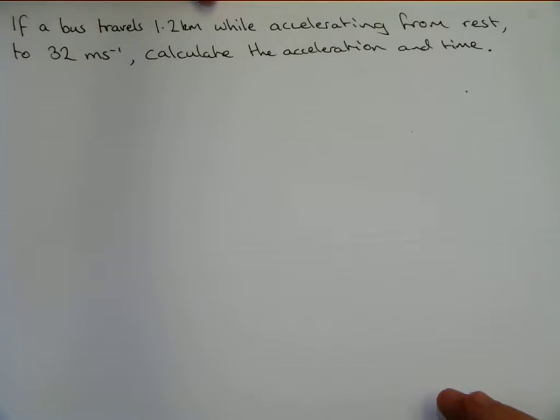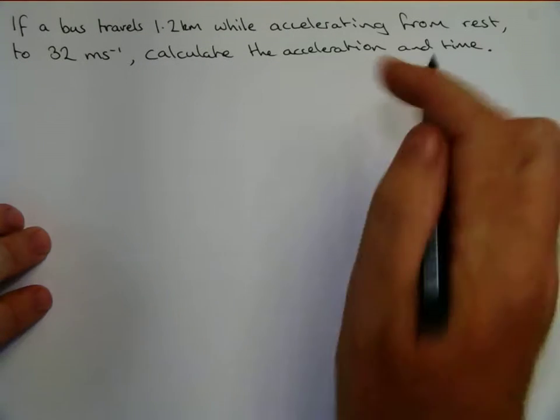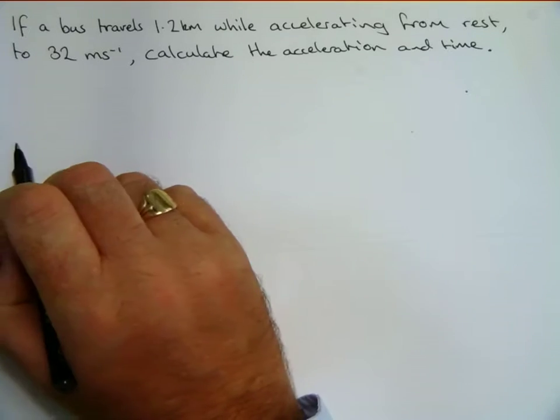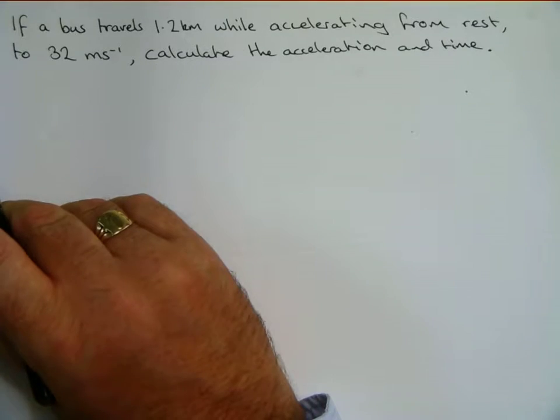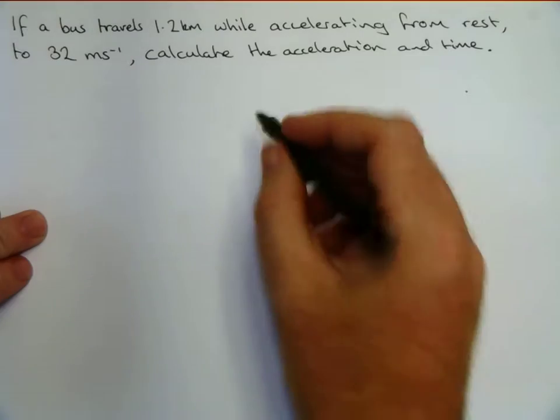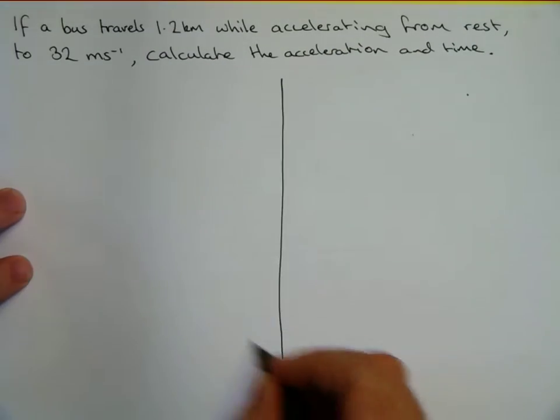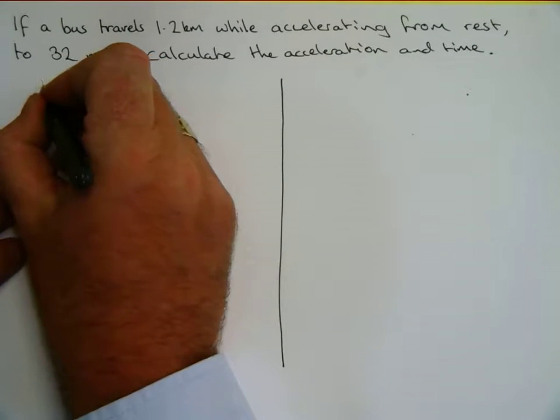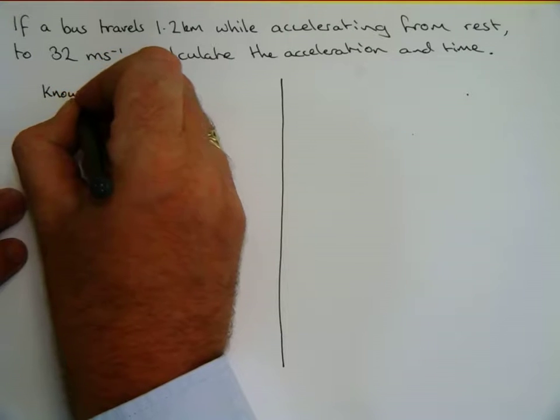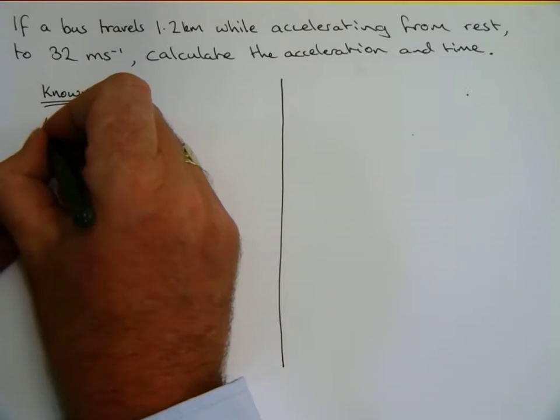If a bus travels 1.2 kilometers while accelerating from rest to 32 meters per second, calculate the acceleration and the time. So the first thing we do is we draw a line down the middle and start to write down what we know. So what do we know?